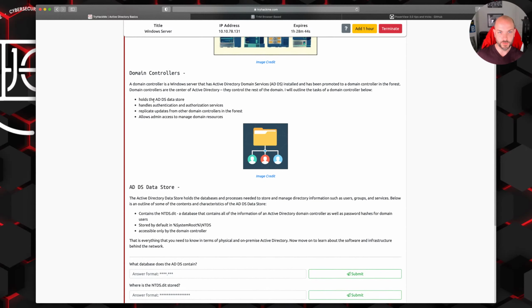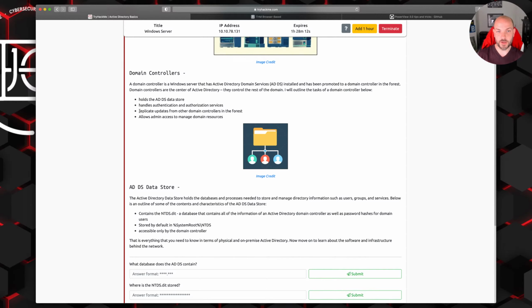So it's going to hold the ADDS data store, and we're going to talk about what that is. That's pretty much going to be all of the information and credentials for the different users, groups, and services. The domain controller is going to be the central point that handles the authentication and authorization of services. It replicates any type of configuration changes to other domain controllers within your forest. And we're going to talk about what a forest is here in a little bit.